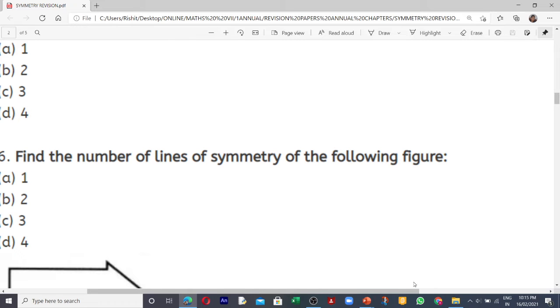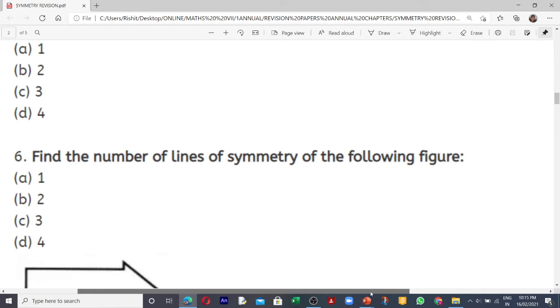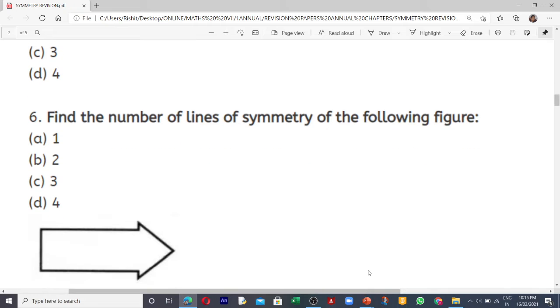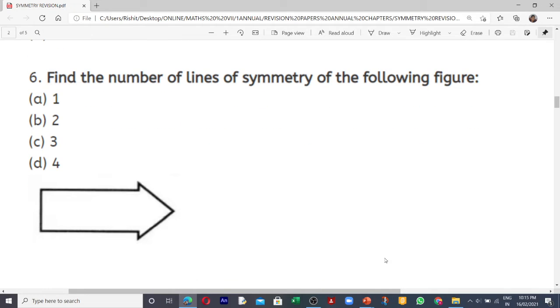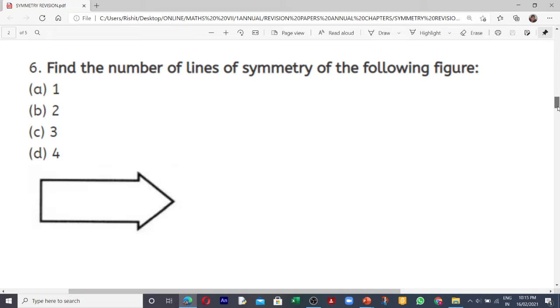Question number 6. Find the number of lines of symmetry in the following figure. In this figure, find the lines of symmetry, children. How many lines of symmetry will you have in this particular figure? Will it be vertical or horizontal? How many? Number only you have to specify. 6th question. Option is A, B, C or D. Quickly do it, children.